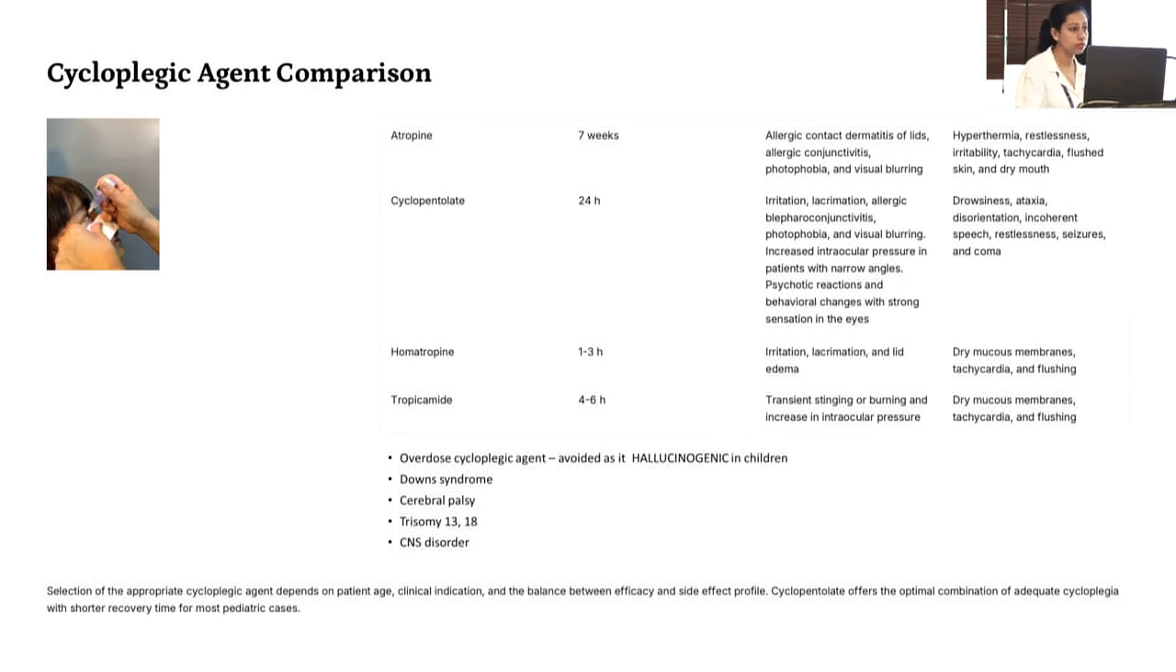When you compare the systemic side effects of these cycloplegic agents, atropine has the most severe systemic side effects, including hypothermia, restlessness, irritability, tachycardia, flushed skin and so on. Cyclopentolate, even though it does not have as severe systemic side effects as atropine, you should take into account the possibility of drowsiness, ataxia, disorientation, incoherent speech. So it should be used with caution in children with neurological disorders.